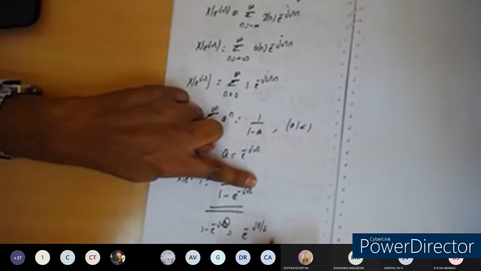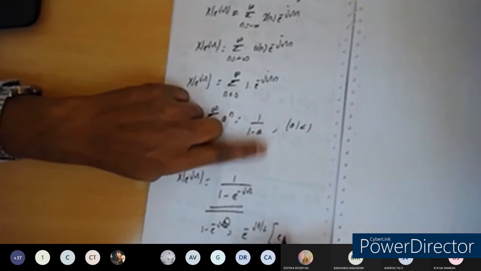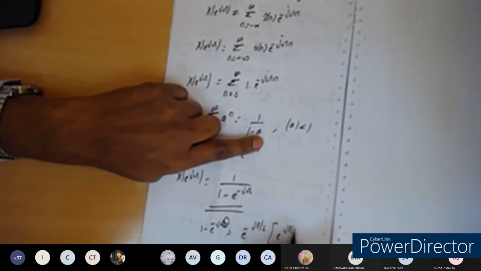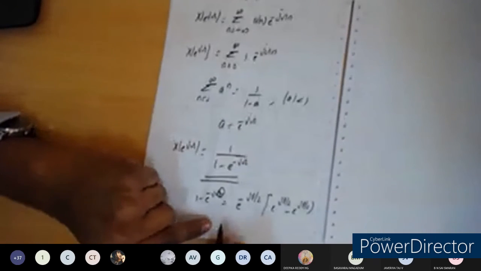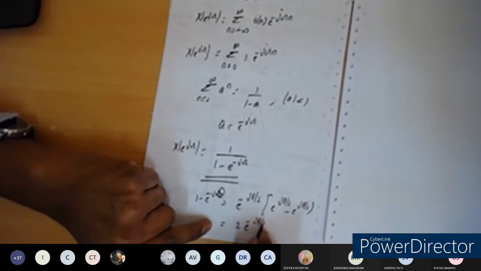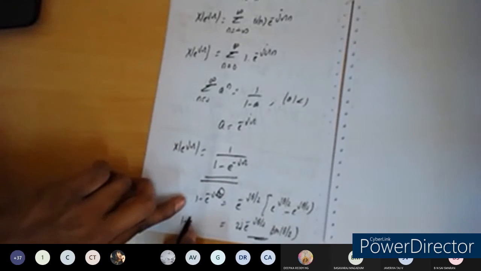So e to the power of minus j theta by 2 is common. This will become e to the power of plus j theta by 2 minus e to the power of minus j theta by 2. This in turn we can express as 2j, so e to the power of j theta by 2 minus e to the power of minus j theta by 2 is nothing but 2j into sine theta by 2. Okay, so we can express like this.